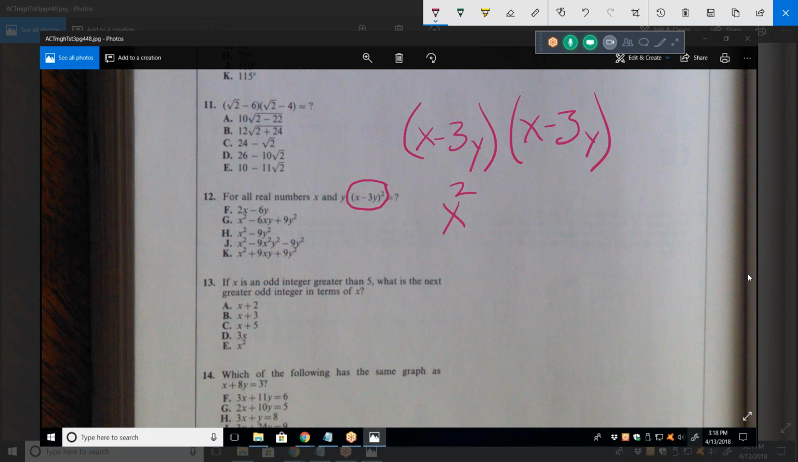Okay. So x squared minus 3xy minus 3xy plus 9y squared. Okay. Which answer is that?